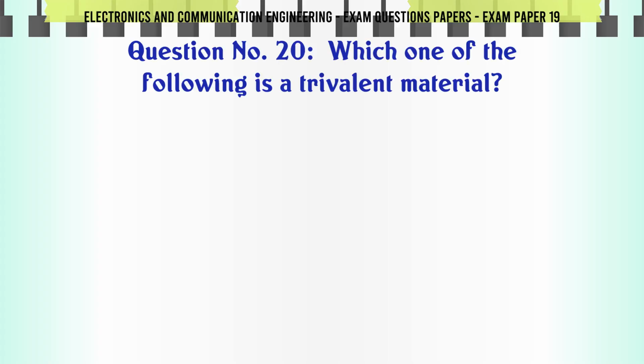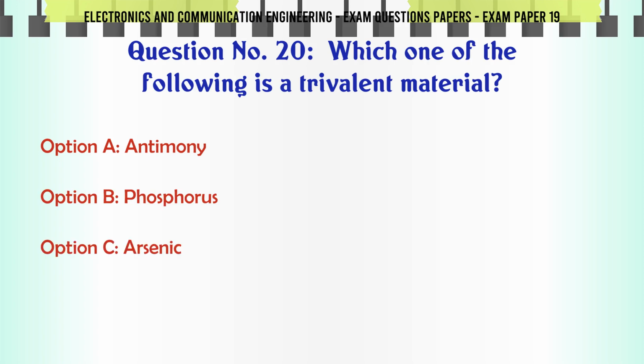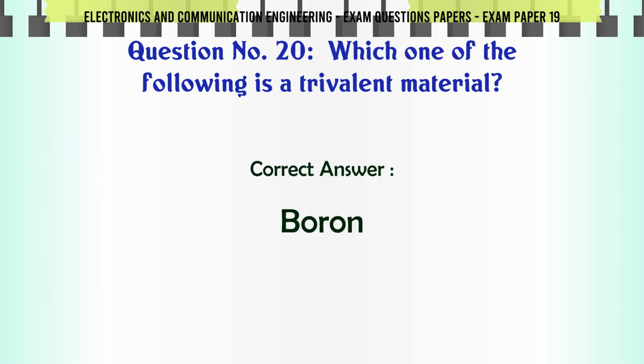Which one of the following is a trivalent material? A. Antimony, B. Phosphorus, C. Arsenic, D. Boron. The correct answer is boron.